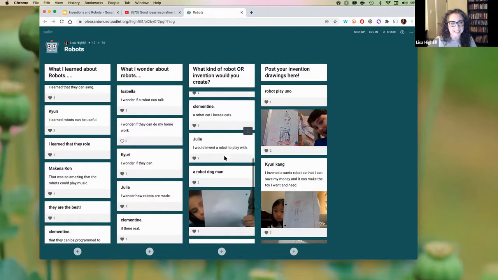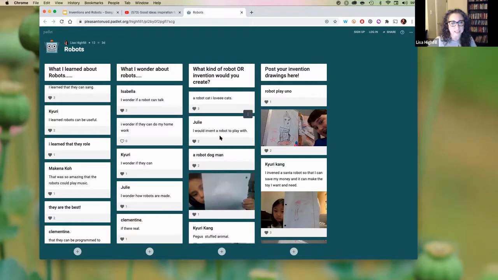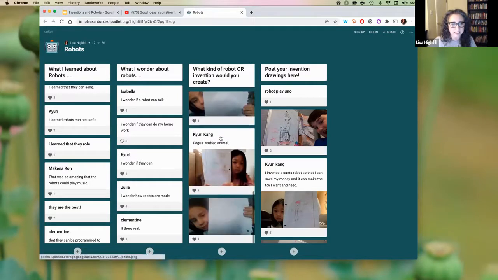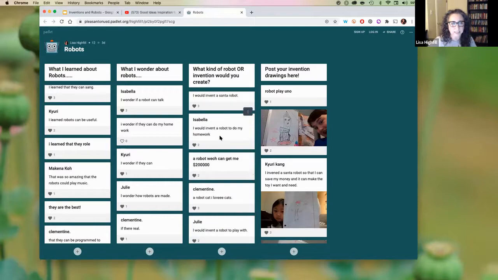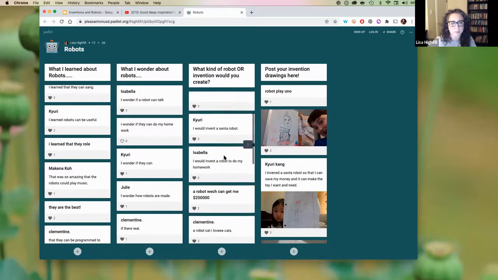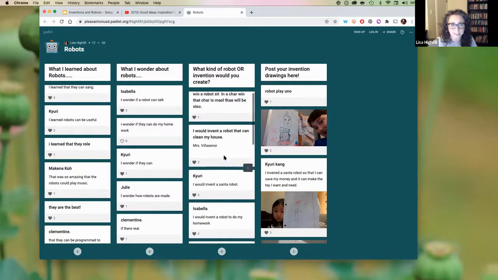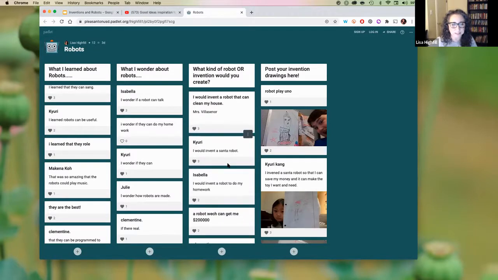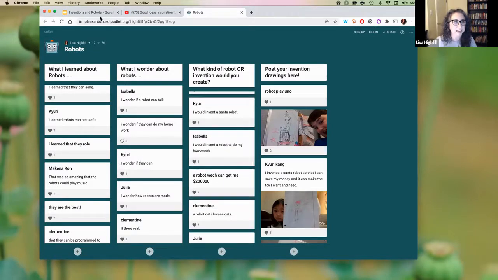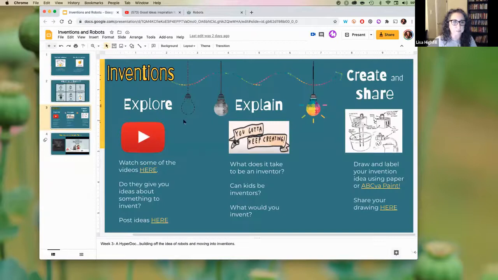So they have all these, I would invent a robot to play with. Oh my gosh, they were so funny. Let's see. I would invent a robot to do my homework. I'm like, that's Google. Anyway, there was a whole bunch of different ideas they had for that. But that was another formative assessment that they were confusing robots and inventions. And so I'll get to that in just a moment.